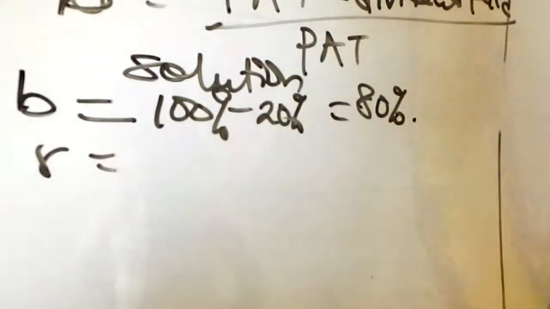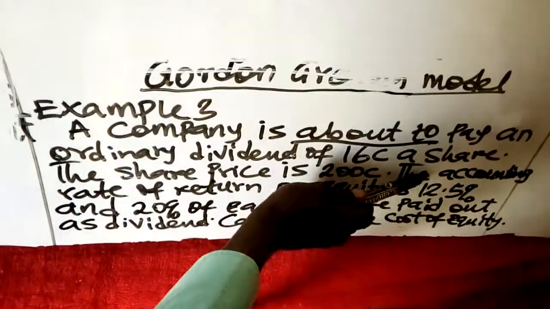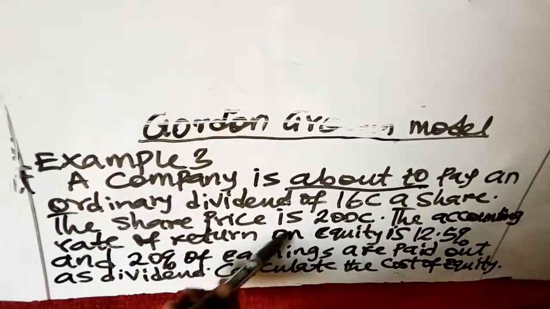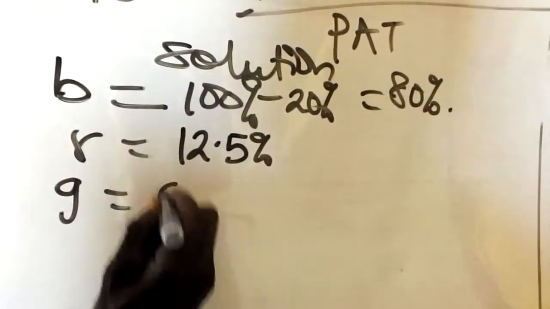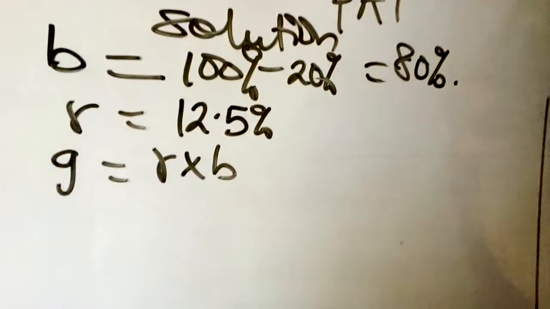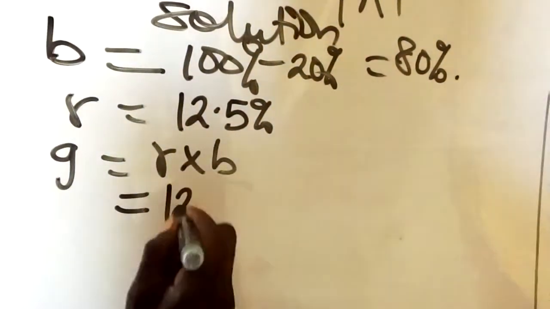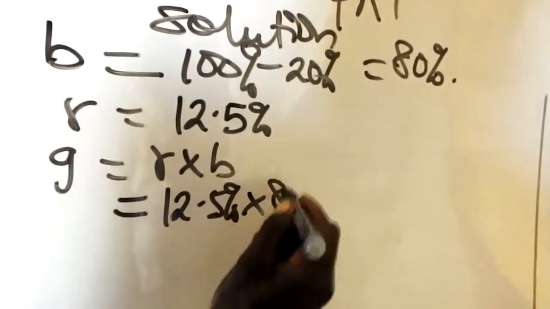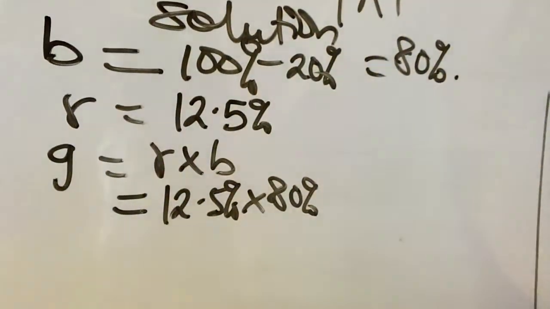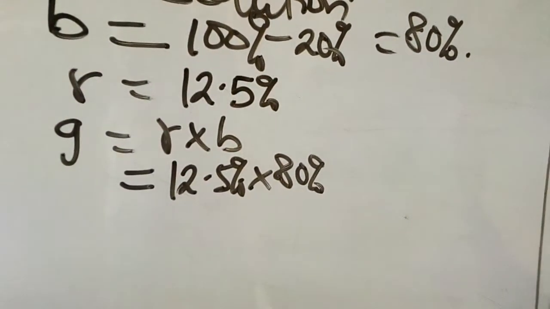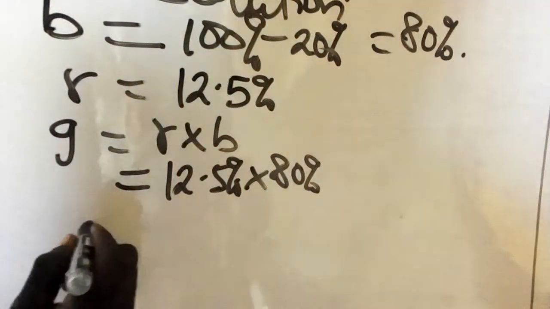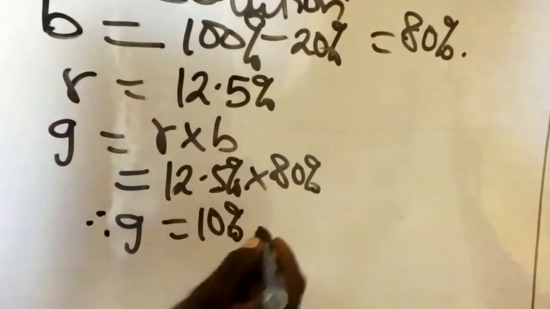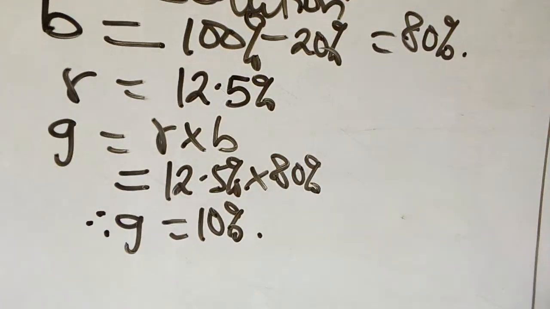R, you are given the accounting rate of return on equity as 12.5%. So return on investment is 12.5%. In that case, the growth rate will be R times B in accordance with Gordon. So our R is 12.5% times B, which is 80%. The growth rate will be 12.5% by 80%, then we have 10%. Therefore, the growth rate is 10%.